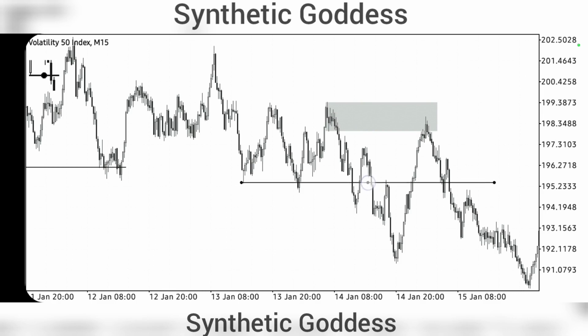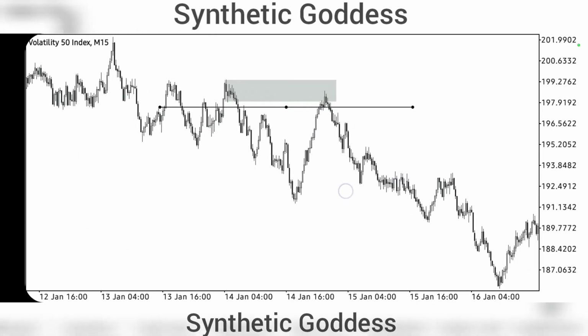We had a break of structure to the downside. We tested our SC candle, and this is a break of structure to the downside. We are expecting the market around the SC candle. Immediately we had this break of structure, we are expecting it around this SC candle.